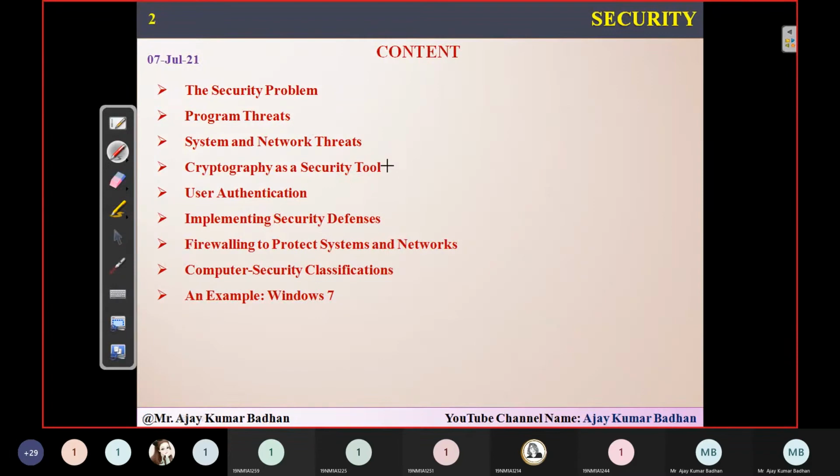Today we are going to discuss cryptography as a security tool, and the different things we have with respect to it.